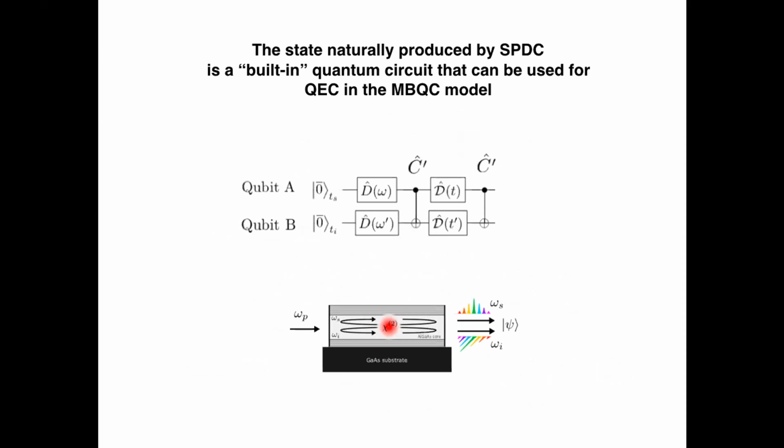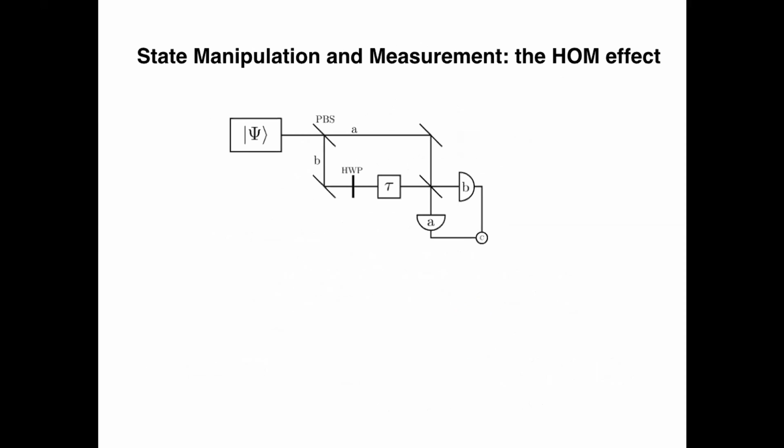So the conclusion of this part is that the state that is naturally produced from this box is a small quantum circuit that's useful for quantum error correction in the context of measurement-based quantum computing. Okay, but we can do a little bit more.